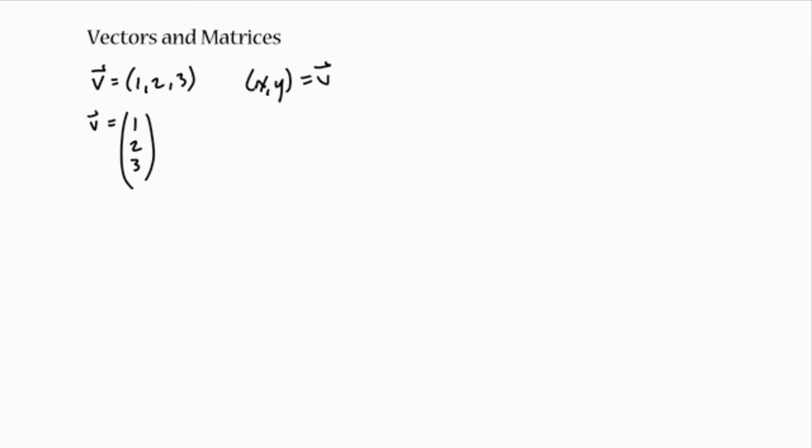A matrix is just a bunch of numbers arranged in a rectangular grid, sometimes a multidimensional grid, but we'll just go with a two-dimensional matrix, usually denoted by a capital letter. So A is my matrix, it's got two rows, it's got two columns. We always say that a matrix has m rows and n columns. We talk about M by N matrices quite often.